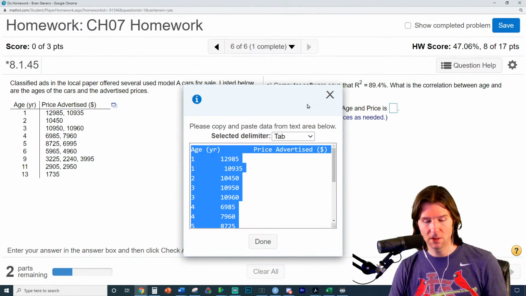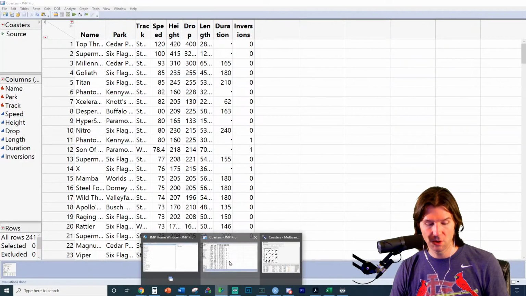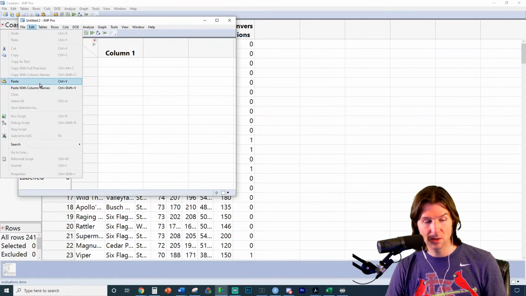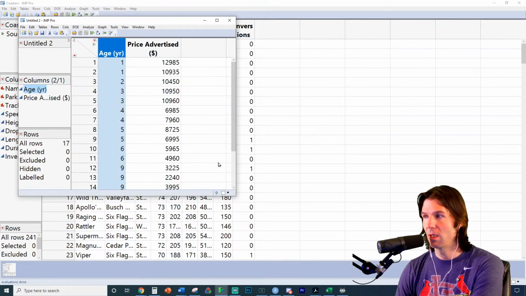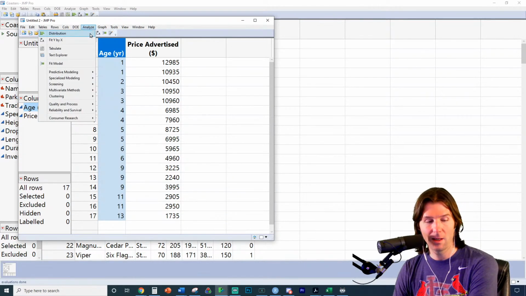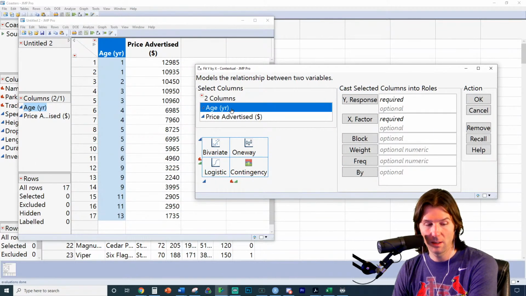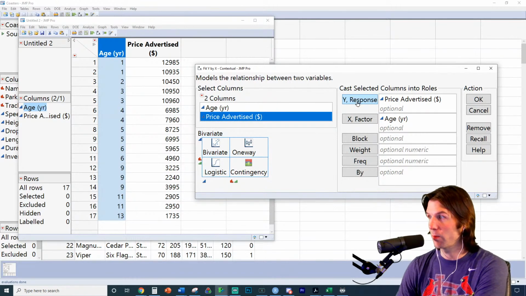Here's how to put things into JMP if you want to do the questions in JMP rather than using the regression solver. You can go over here to JMP. I'll show you how to put this into JMP. Go to a new data sheet, and very importantly, paste with column names. This will put this into JMP right here. And you can go to Analyze, Fit Y by X, and we can put in the age of a car explains the price.